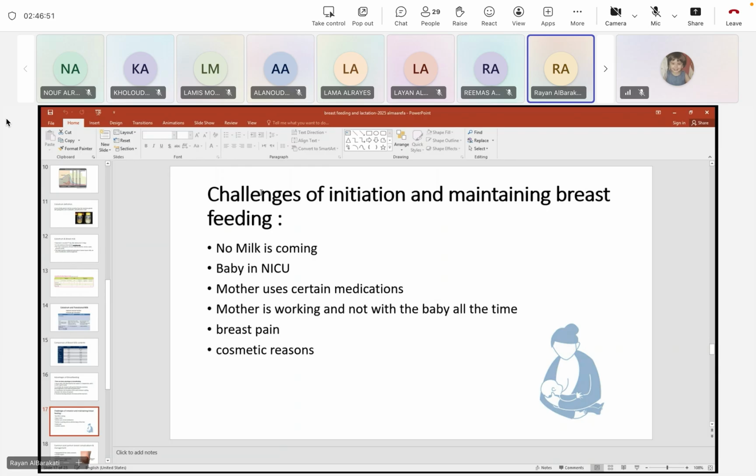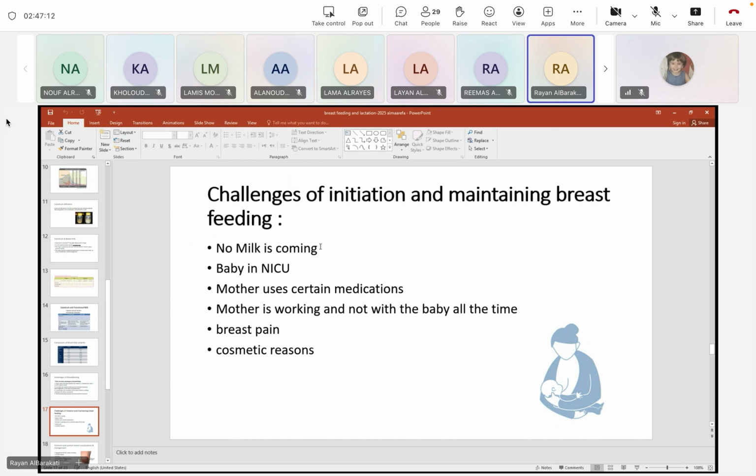Note that some challenges are in the initiation: they want to breastfeed, but they have a problem at initiation. And some are in maintaining the breastfeeding, and this is a commitment for 1 to 2 years. Some will be breastfeeding for 2 years. So it's a commitment, and maintaining breastfeeding is also a challenge.